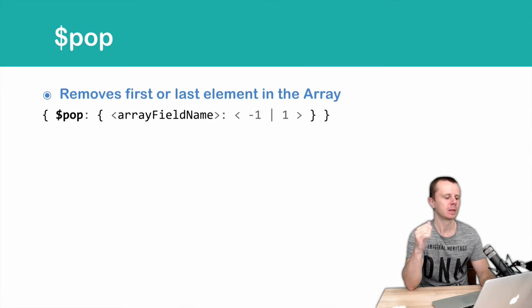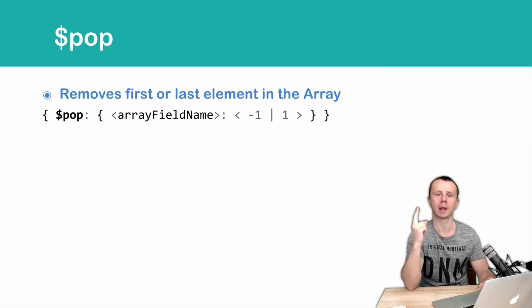Pop operator is the easiest among all array operators. Syntax is following: just pop, then array field name, and then either minus 1 or 1. If you specify 1, then the last element in the array will be deleted. If you specify minus 1 as a value, then first element in the array will be deleted.